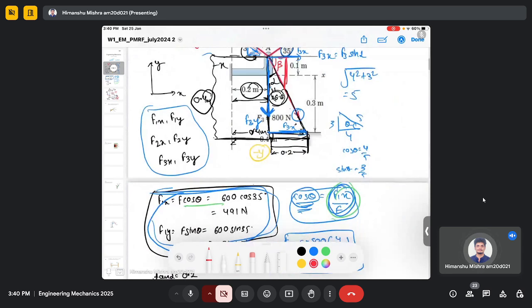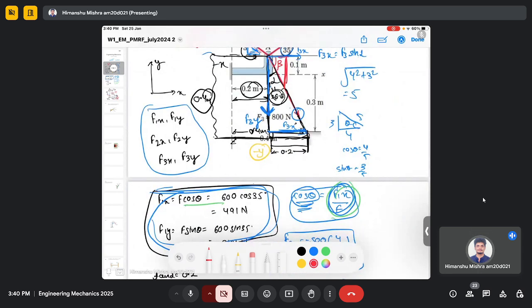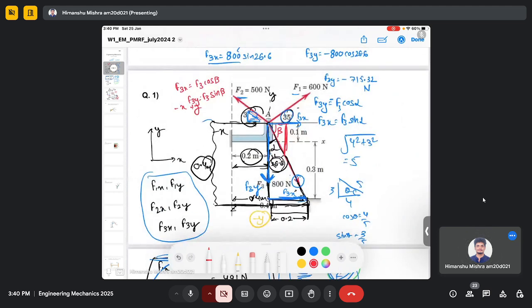So any doubt in this question? This is a pretty much straightforward problem, just to take a grasp of how to calculate the components of forces by using different methodology. So any doubt? If not, then we can move to the next problem.